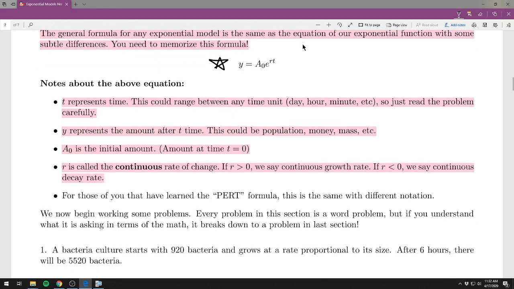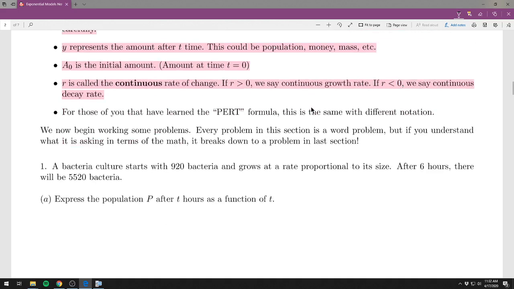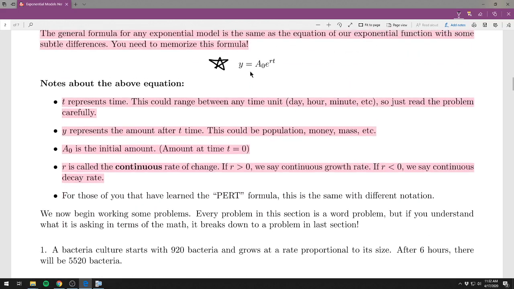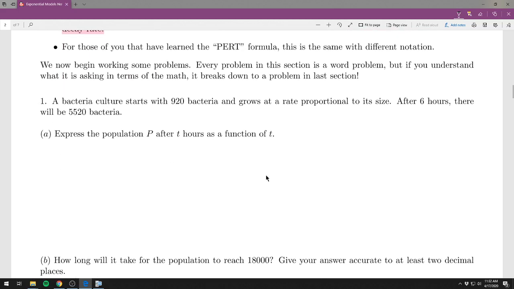Right, so we'll go ahead and look at one of the problems that's going to use this model directly. I'll just remind you, definitely write it down if you haven't, but I need to be able to view the problem. Okay, so this one we have here says: a bacteria culture starts with 920 bacteria and grows at a rate proportional to its size. After 6 hours, there will be 5,520 bacteria. What it wants us to do is express the population P after t hours as a function of t.